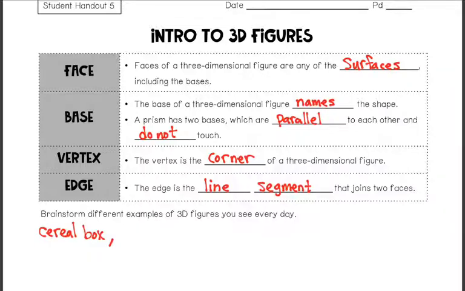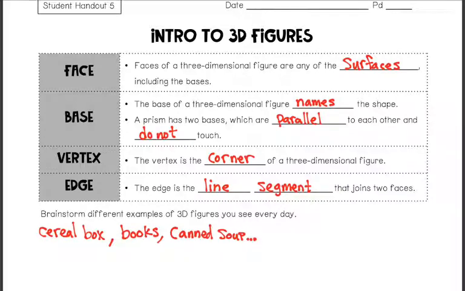Another thing that was very common that I saw was books. A lot of books are rectangular prisms. And last but not least, canned soup. Canned soup is a three-dimensional figure. It's a cylinder, and that cylinder is a three-dimensional figure.